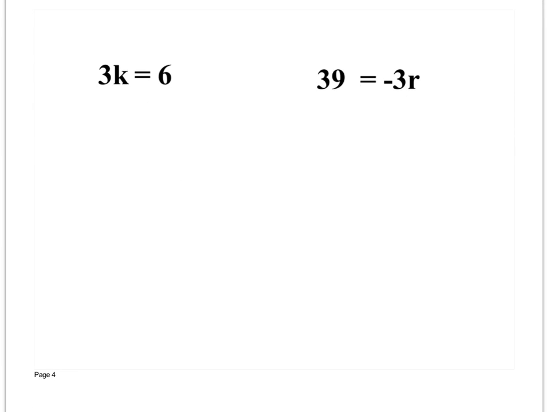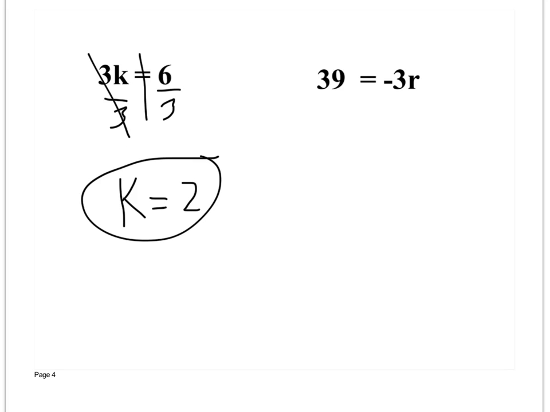Write this down. We have 3k equals 6. So instead of timesing by 3, we divide by 3 on both sides. Okay? 6 divided by 3 is 2. K is only equal to 2. And I can check my work. What's 2 times 3? 6.